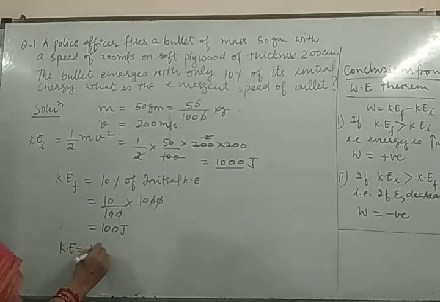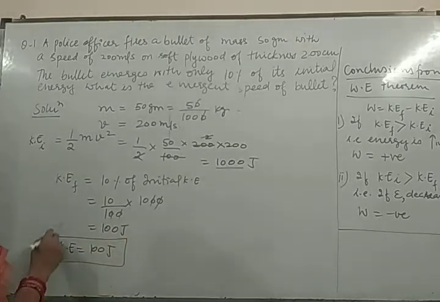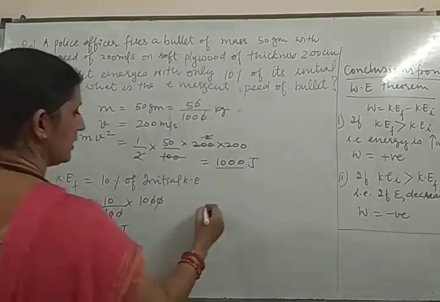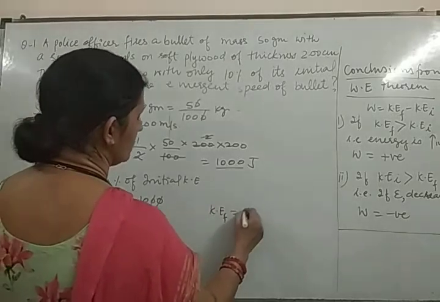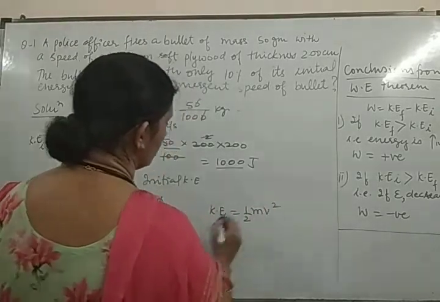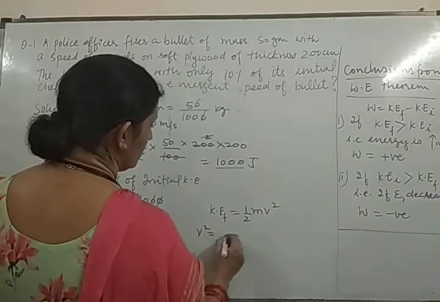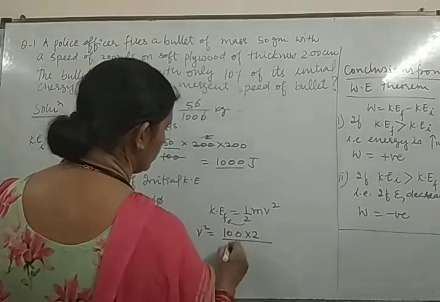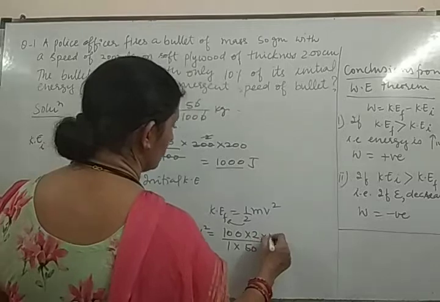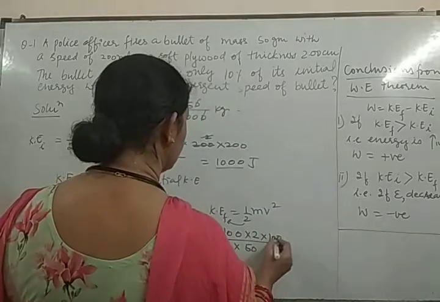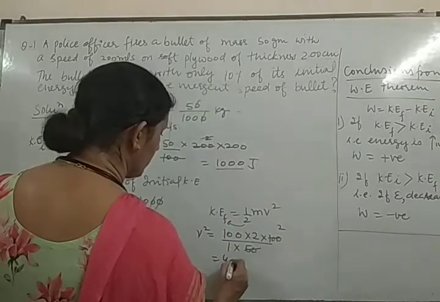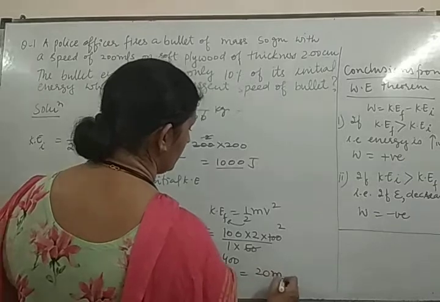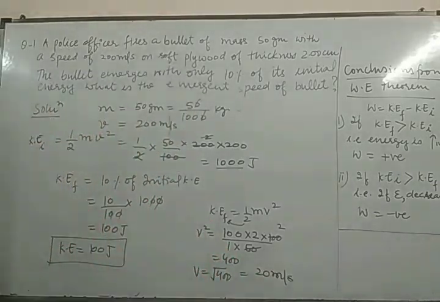What is asked next? Next is asked, find the final velocity with which the bullet will come out of the plywood. That is, kinetic energy final is equal to half into m into v square. So v square is equal to, kinetic energy is 100, taking it to the right hand side, 2 by 1, and mass is 50 by 1000. You can solve it. This is 400, and v will be square root of 400, that is equal to 20 meter per second. Got it?